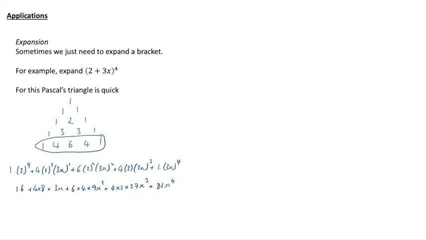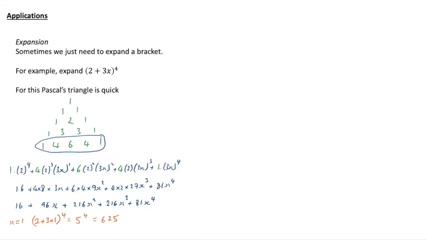So the 4 times 2 cubed times 3x to the power of 1. We've got the 4, we've got the 8 for the 2 cubed, we've got 3 from the 3x, and so on. In practice, you'd probably just whack those numbers into your calculator to get them. But in the end, anyway, it works out as 16 plus 96x plus 216x squared plus 216x cubed plus 81x to the power of 4.